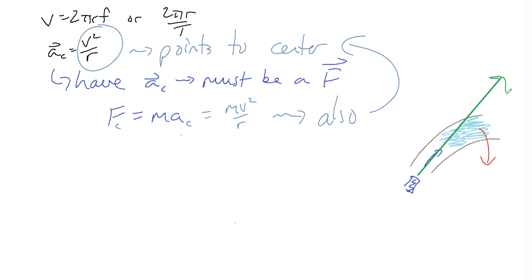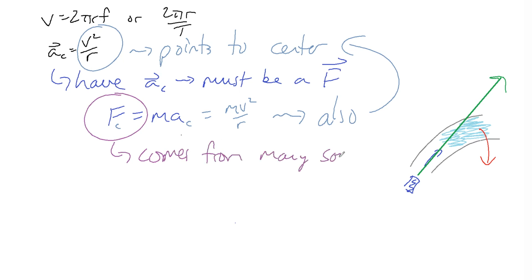But that pulling out is just a reaction, so to speak, to you actually pulling in. So the objects aren't actually trying to fling out, they're just trying to go straight, and you end up pulling in. Now, what's kind of interesting about centripetal force in general is centripetal force doesn't actually exist on its own. Centripetal force actually comes from many actual sources.